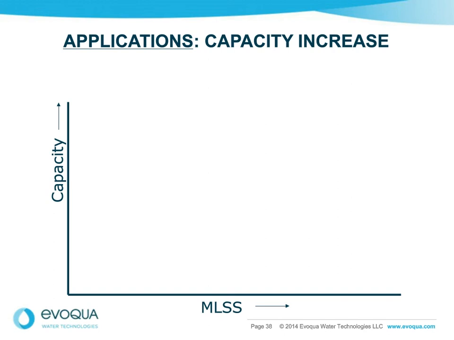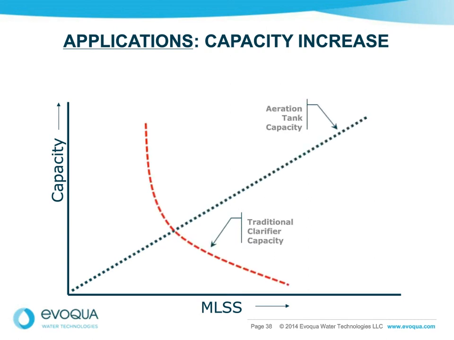Another way to look at it is if you were to plot what's called a capacity curve: aeration tank capacity and a clarifier curve based on mixed liquor and hydraulic capacity. Where those two lines intersect is the ultimate capacity of my system. What we're doing is taking that clarifier curve and pushing it out, giving you more capacity out of existing infrastructure.